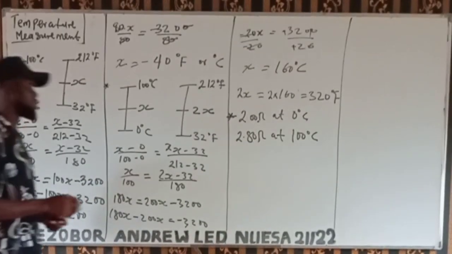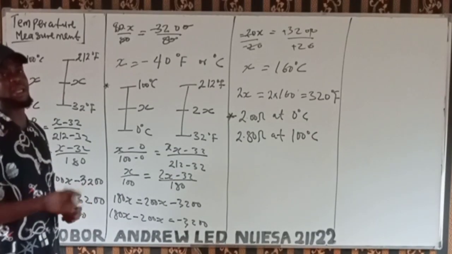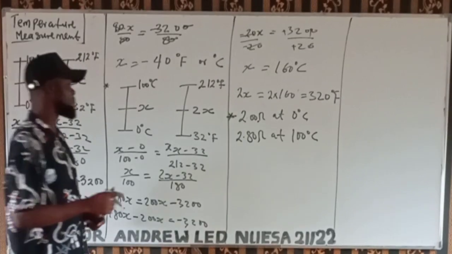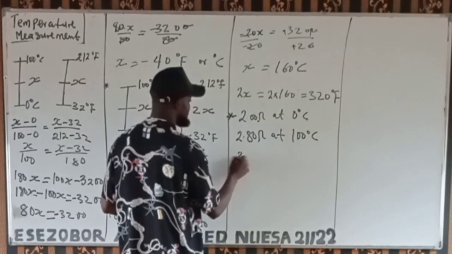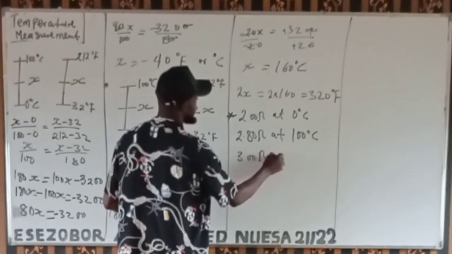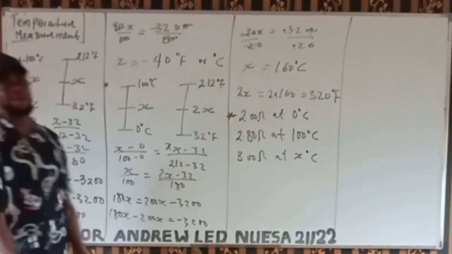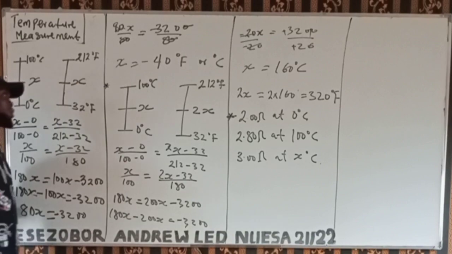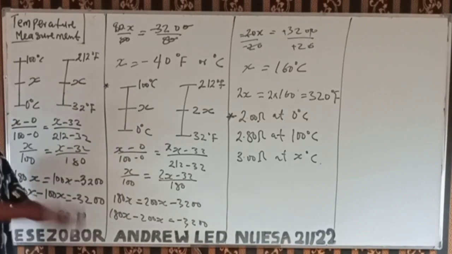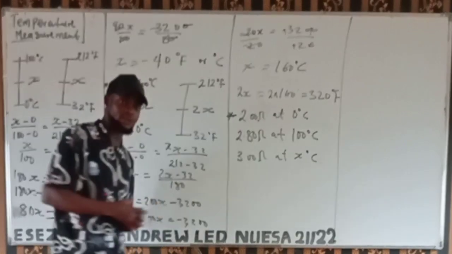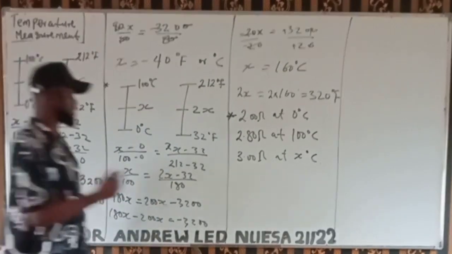What will be the temperature that corresponds to the resistance value of 3.00 ohms?